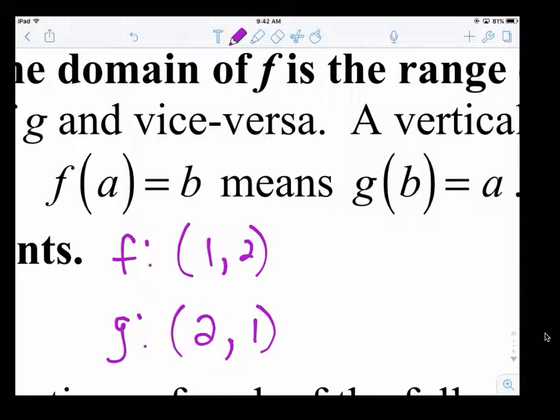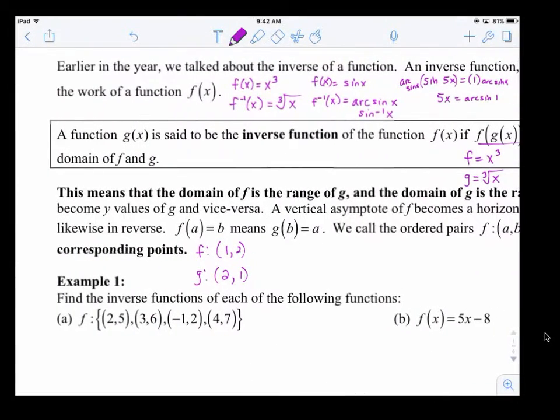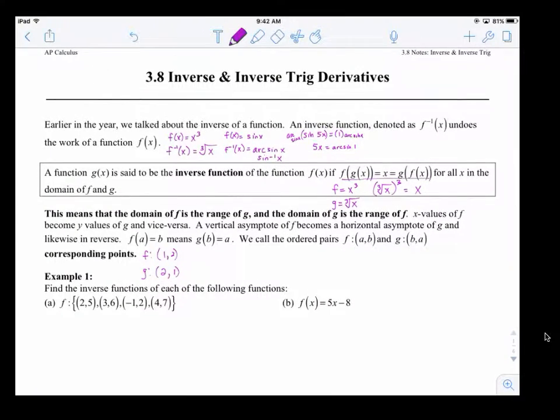Now, what are these points called? They're called corresponding points. This point corresponds with this point because they are inverses of each other, and they have special properties occurring at both of those points.